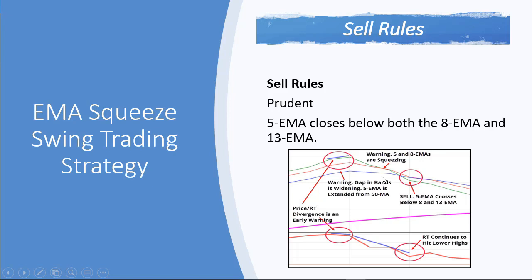Once you get familiar with this system, I think you can maybe look at some of these early warning signals and then take action. To keep it simple though, for now, we're just going to use the sell criteria of the 5-day EMA closing below both the 8 and the 13. But I wanted to give you guys some early warning signals so that you can prepare to exit maybe a little sooner. So let's hop into the program.